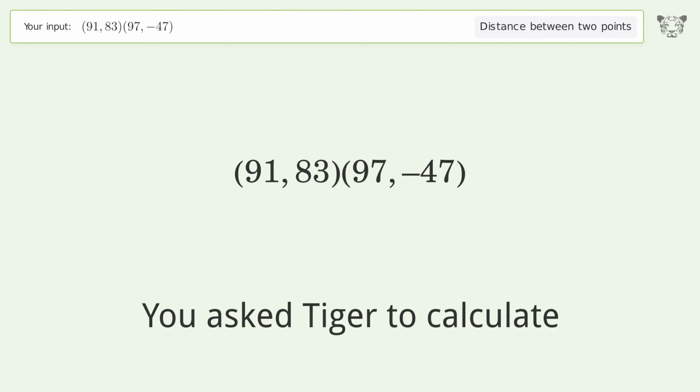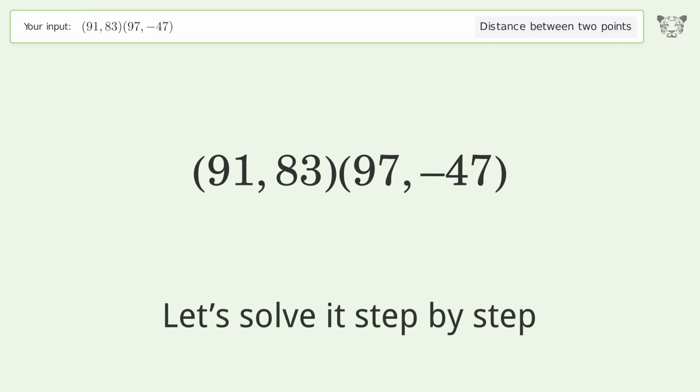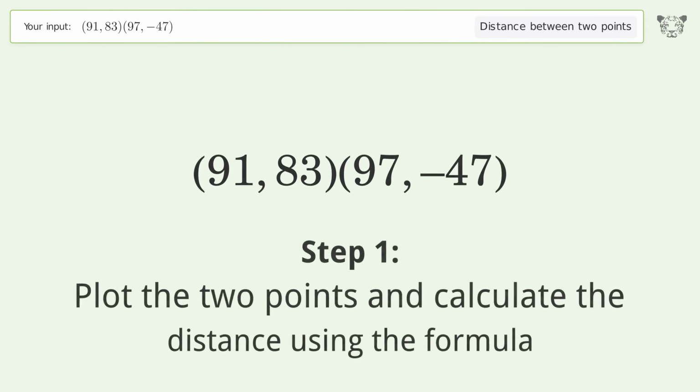You ask Tiger to calculate. This deals with the distance between 2 points. The distance between the 2 points is the square root of 16,936, or 130.138. Let's solve it step by step. Plot the 2 points and calculate the distance using the formula.